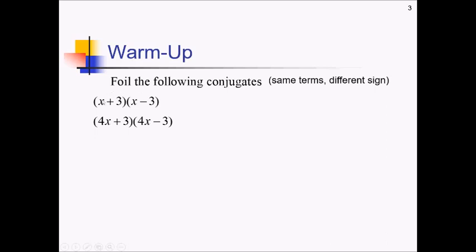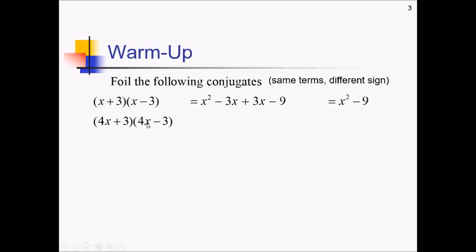So for the first one we had x times x, that's x squared. And then x times negative 3 is negative 3x. 3 times x is 3x. And 3 times negative 3 is negative 9. And then these 3x's in the middle are going to cancel out, leaving us with just x squared minus 9. Okay, well that's interesting, but let's do another one here.